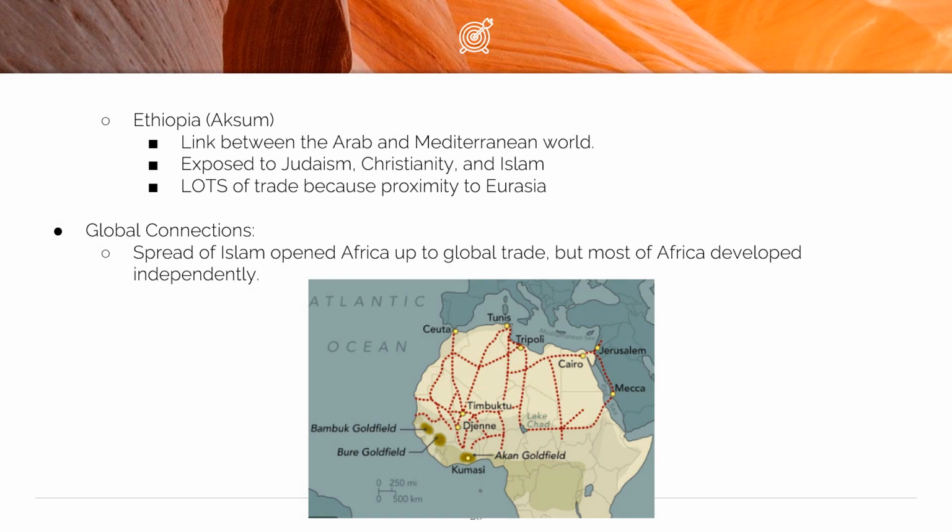Ethiopia was previously known as the Kingdom of Aksum. It was a link between the Arab and Mediterranean world. It was exposed to pretty much every single Abrahamic religion at this time, so Judaism, Christianity, and Islam. They did experience a lot of trade because of their proximity and their link between Eurasia. Because of this, we see a lot of global connections with the spread of Islam. It did open Africa up to global trade, but most of Africa developed independently. And again, Ethiopia is going to be from period to period that outlier that does not fit with the rest of the history of Africa.